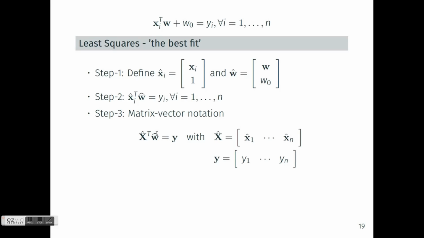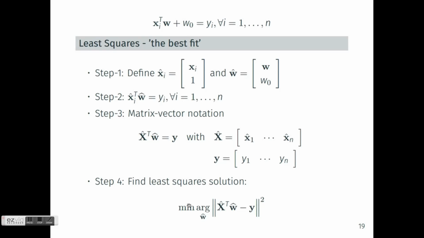And then we have the observation vector, which is represented by y, and its ith element is the real value yi. In this matrix vector multiplication, this is how the matrix X hat is constructed. This is called the matrix of observations, also known as the data matrix, and y is the vector of observations.